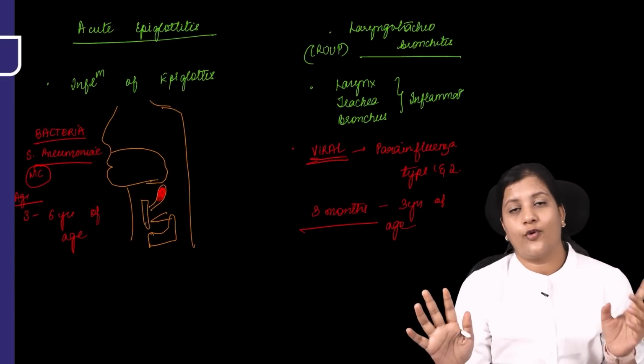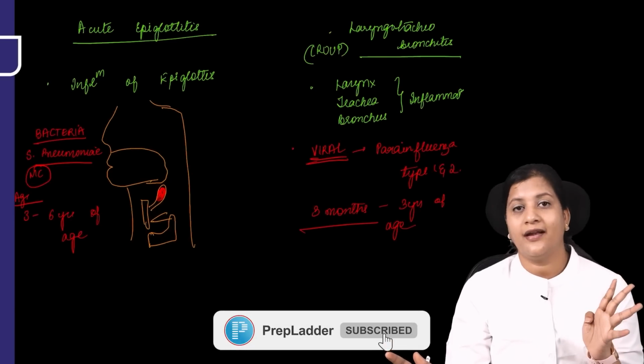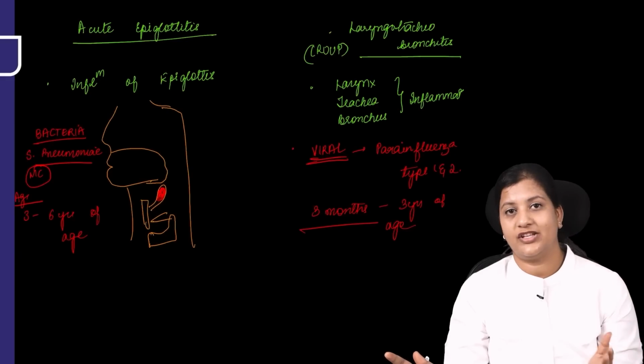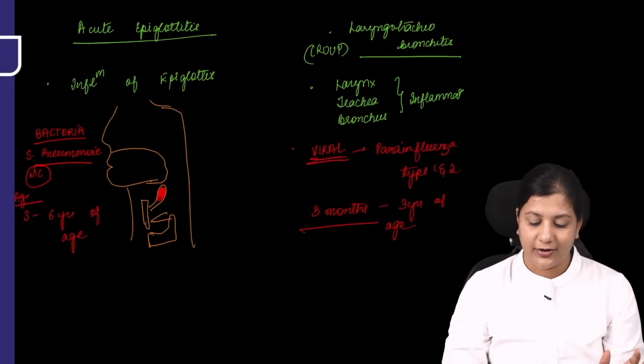So I hope you got what is the definition, what is the organism, which parts are affected, and about the age group where they are affected. Now let us understand quickly a little bit of symptomatology.